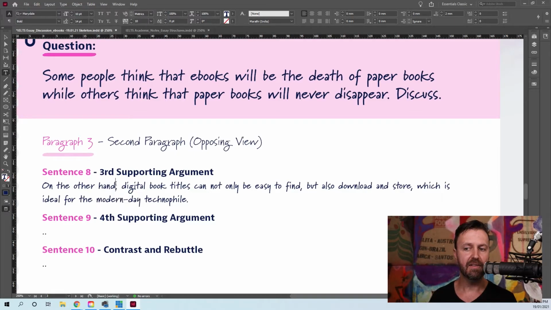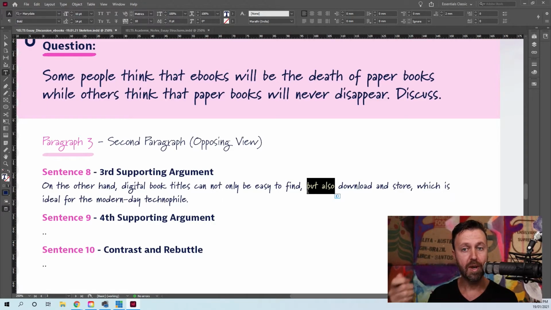So on the other hand, which is the other side of the argument, on the other hand, digital book titles, again, we've got our noun, digital book titles can. Then we've got what's called a negative inversion. Negative inversion, not only, but also, is very effective grammar in sort of listing two positives or two negatives. So on the other hand, digital book titles can not only be easy to find, first positive, but also download and store. So that's sort of the second and third positives.